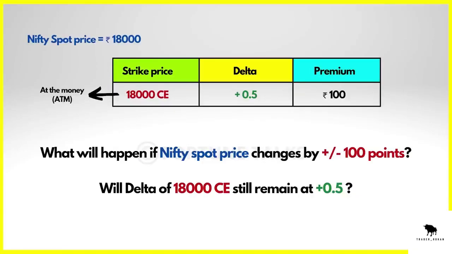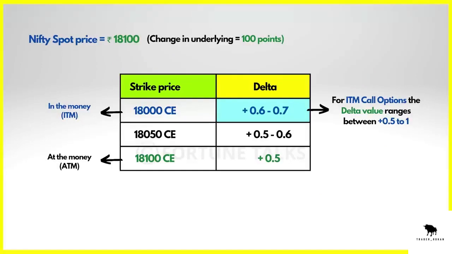Now what will happen to the delta value of the 18,000 call option when the Nifty spot price rises or falls by 100 points? That is, it becomes 18,100 or 17,900. Do you think the delta will still remain at 0.5? No, right? When the Nifty spot increases 100 points to 18,100, the 18,000 call option strike, which was ATM before, now becomes an in-the-money option.